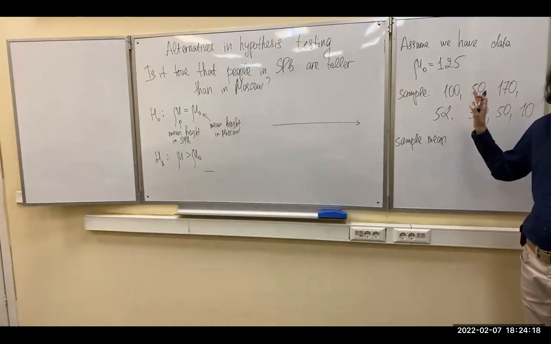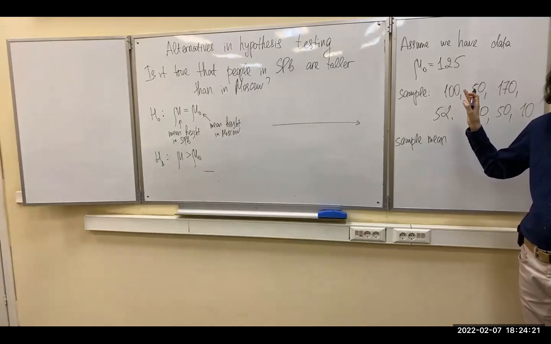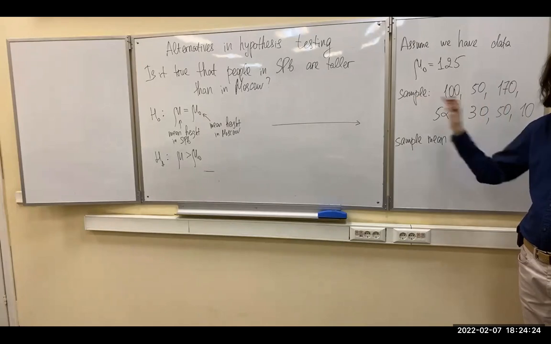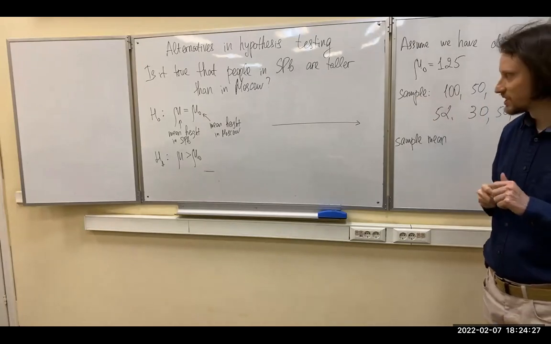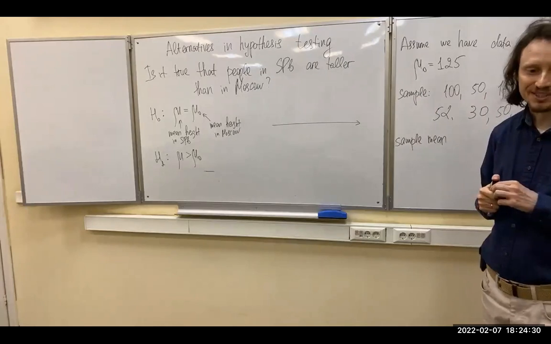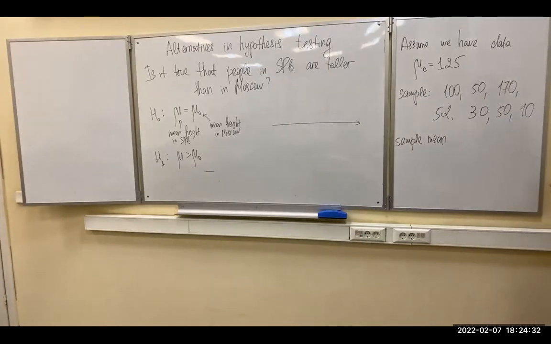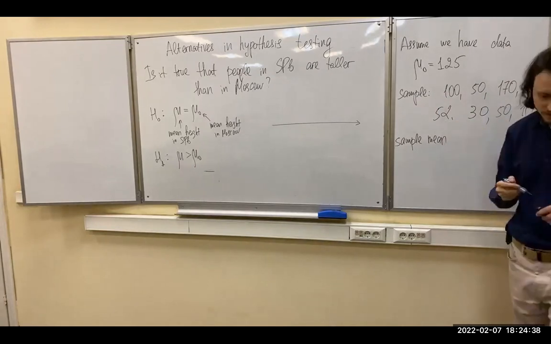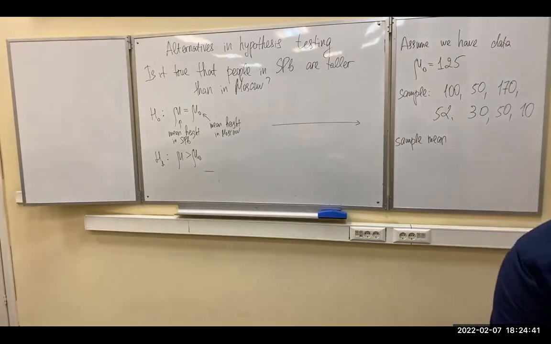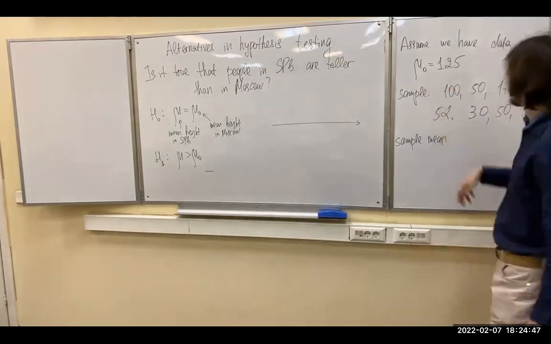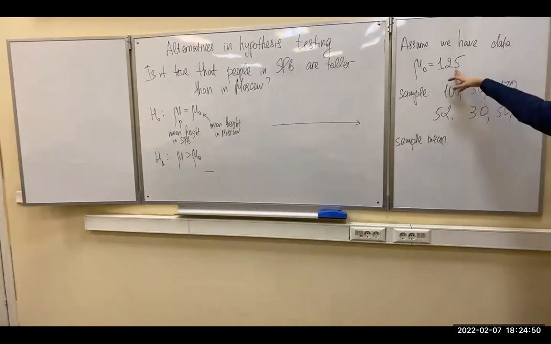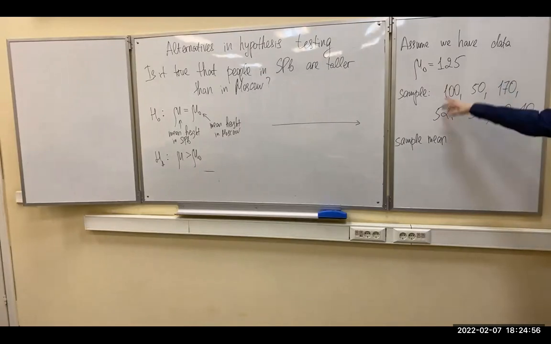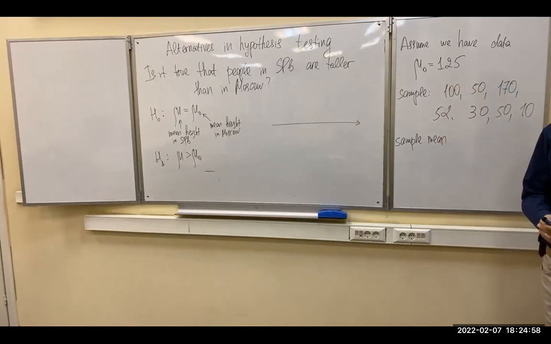Again, I ask you to forget everything that you know about people's heights, and just assume that we're discussing not actual people, but some magical creatures of different heights. Indeed, if I find the sample mean of this sample, we see that it is much lower than 125. Actually, only one number is larger than 125, and the rest of them are much, much less.